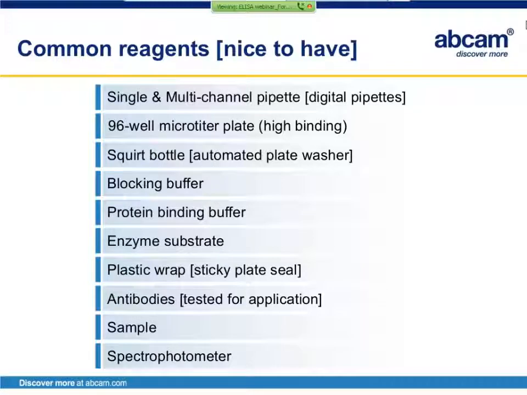Of course, you'll need blocking buffer, protein binding buffer, and enzyme substrate if you're using an enzyme-conjugated secondary antibody. It's important to cover your plates to prevent evaporation during incubations. Plastic wrap can be used, but it may be more convenient to use plastic covers or adhesive plastic seals. Of course, you'll need antibodies that ideally have been tested to function in ELISA. And lastly, you'll need sample and a spectrophotometer to read your data.